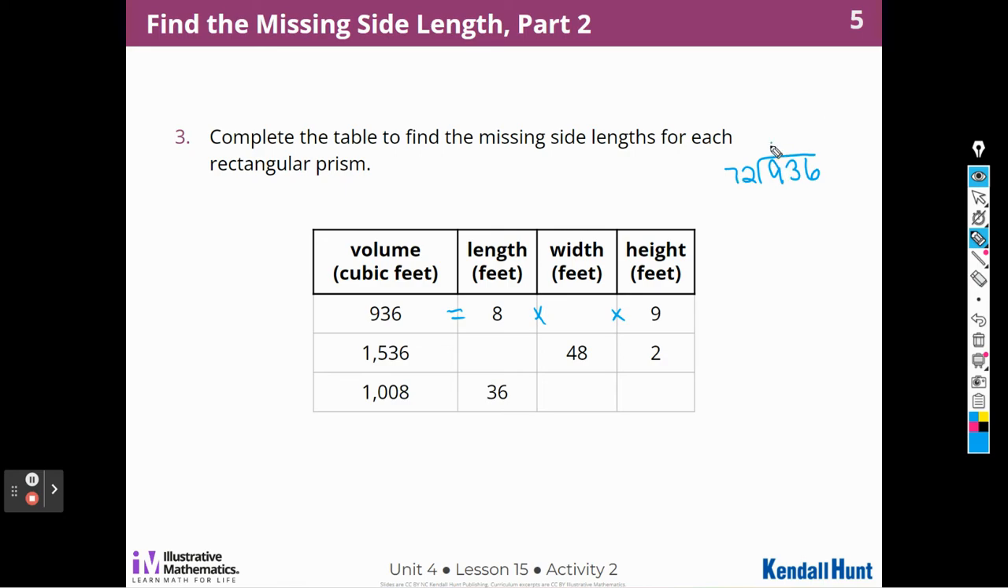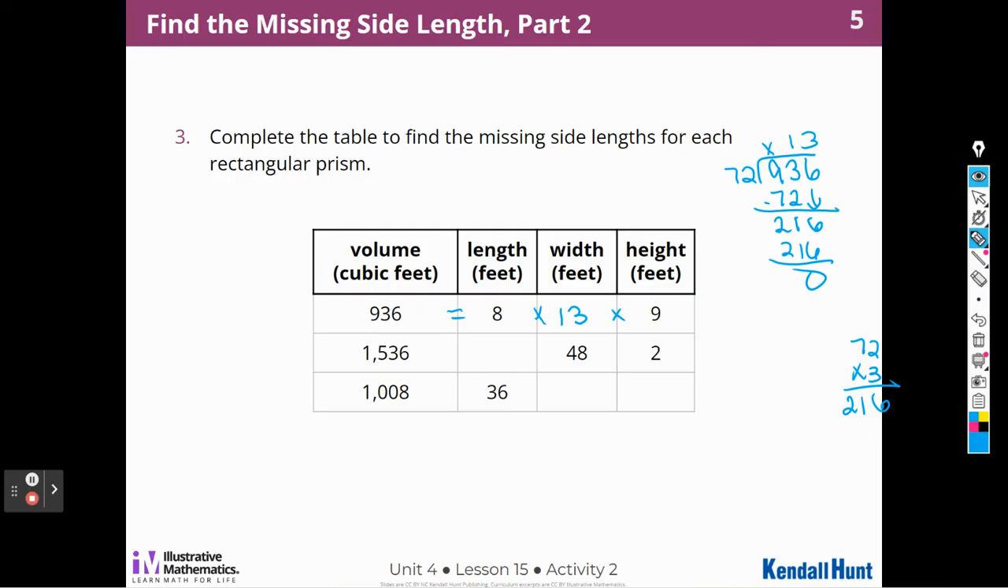I think it will not go into 9, but I think it'll go in here one time, 72. And I have 21 left over. Bring down my 6. Well, I know that if I divide 21 by 7, I think that's 3. So I can go over here and do 72 times 3. 3 times 2 is 6, and 3 times 7 is 21. So yeah, that works. 3 times 72 is 216. So I'm going to say that this missing number would be 13.